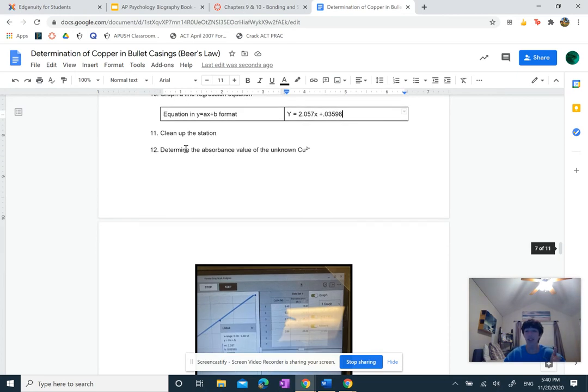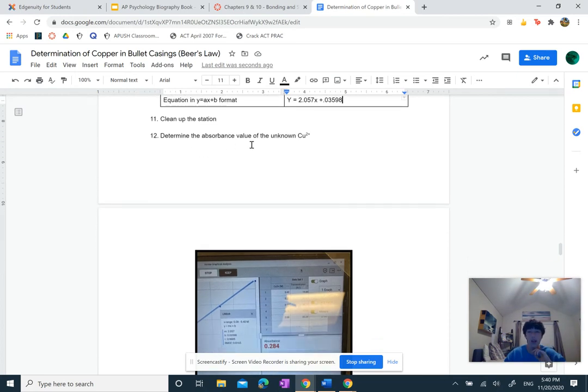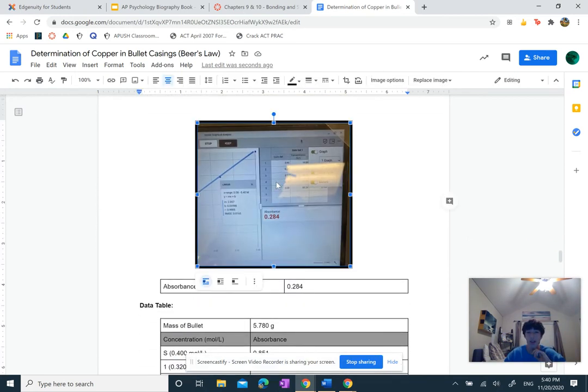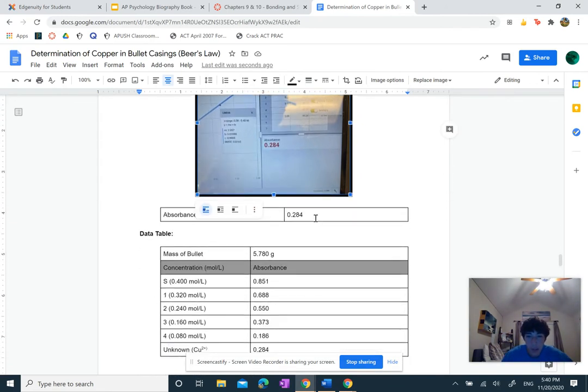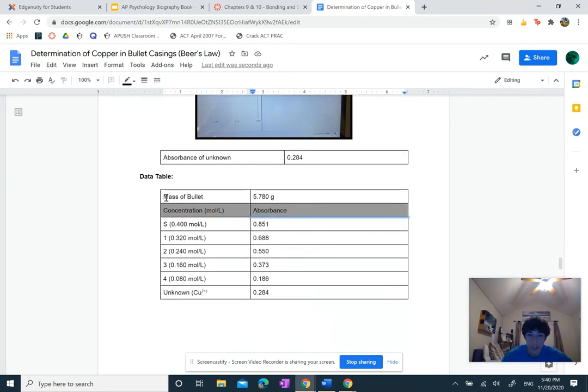Then we cleaned up our station and we determined the absorbance value of the unknown copper, and that's just shown right here in this glary image. Oh my goodness, I'm so sorry for that. So it's 0.284 and there are no units there. Then we've just got the data table again.